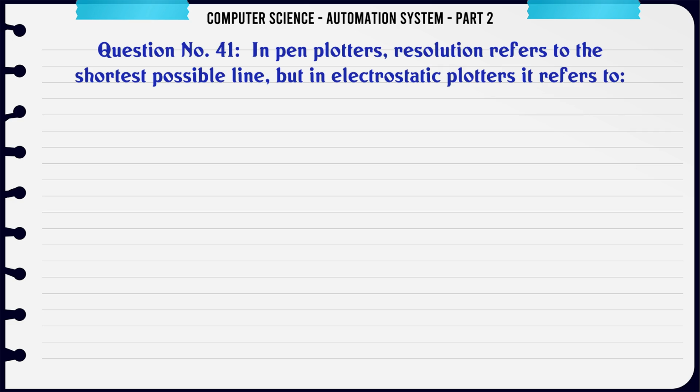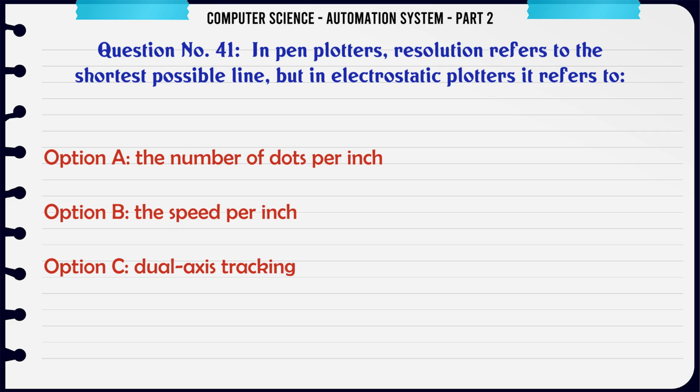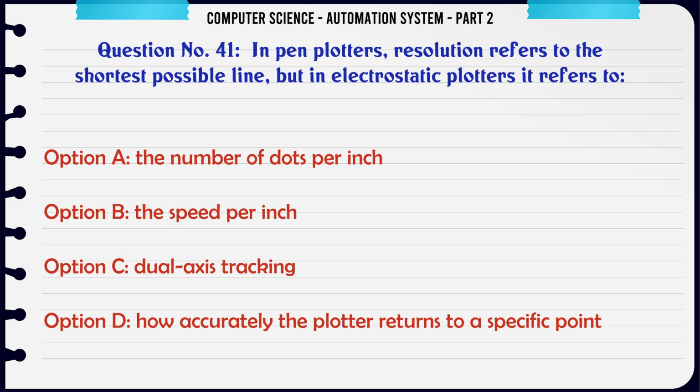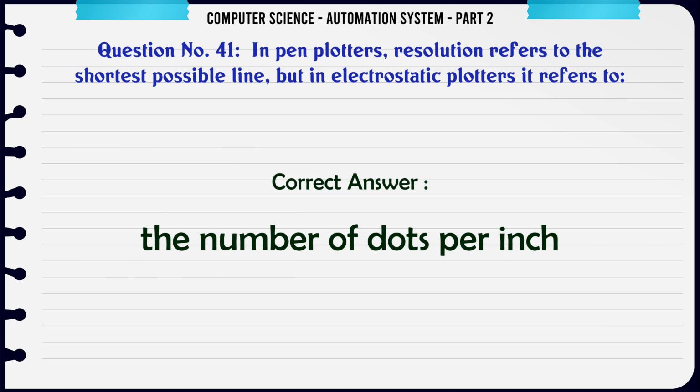In pen plotters, resolution refers to the shortest possible line, but in electrostatic plotters it refers to: A. the number of dots per inch. B. the speed per inch. C. dual axis tracking. D. how accurately the plotter returns to a specific point. The correct answer is the number of dots per inch.